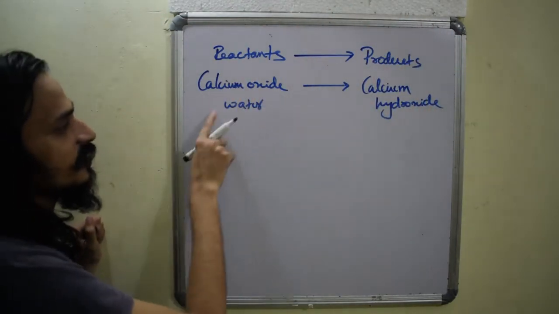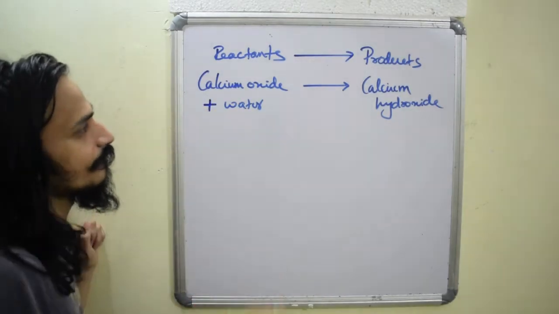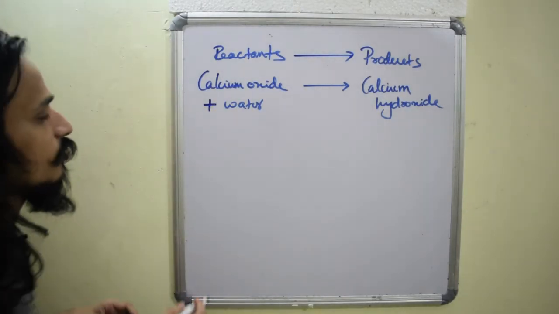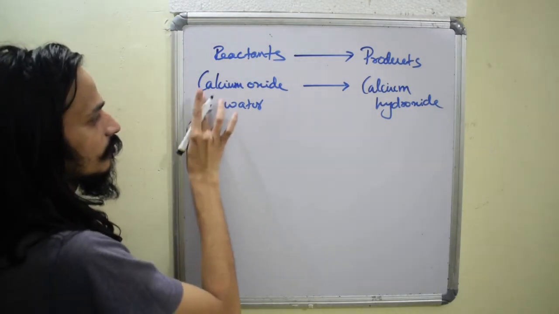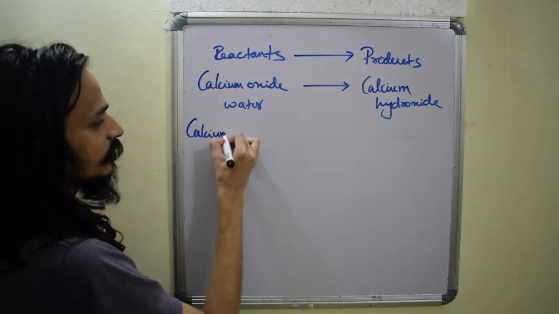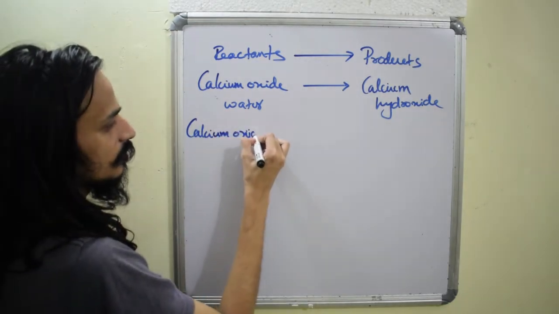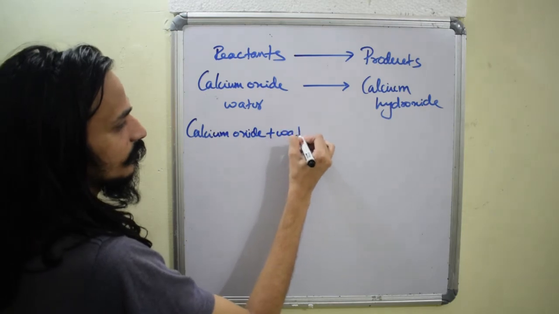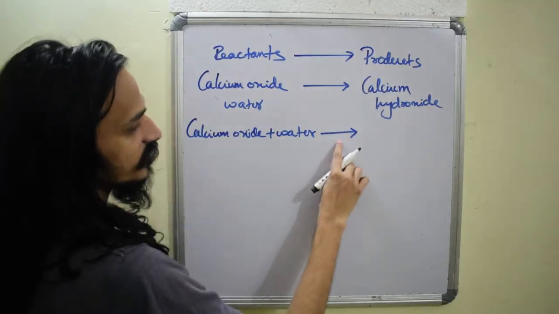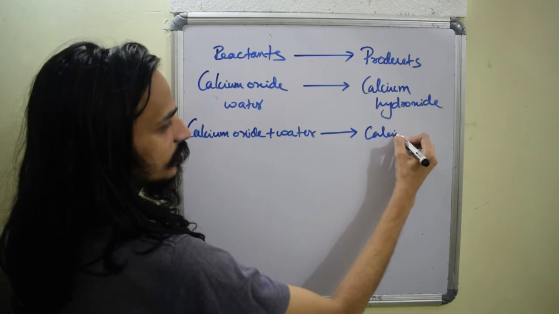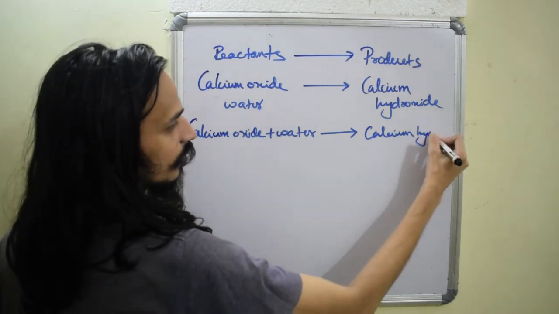Now I know calcium oxide and water are two different things which are added. So I will write it like this. To make it more clear, I will write calcium oxide plus water, and this arrow is called 'gives rise to', and I'll write calcium hydroxide.